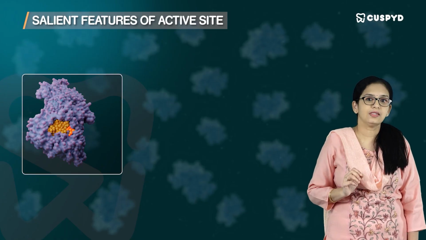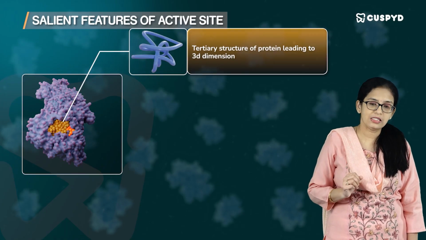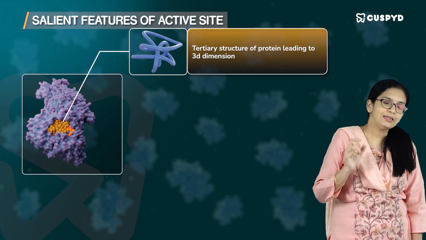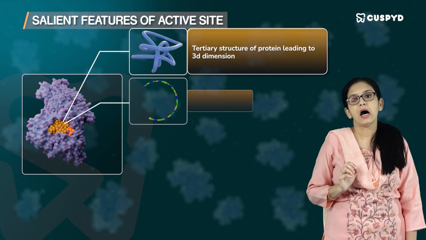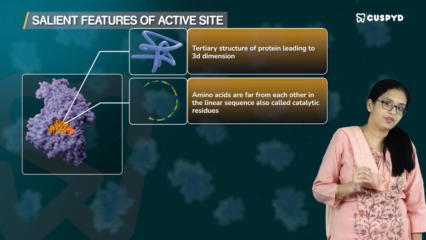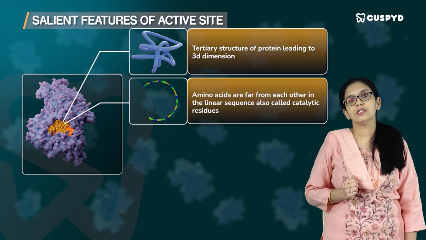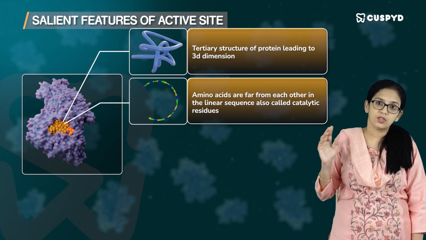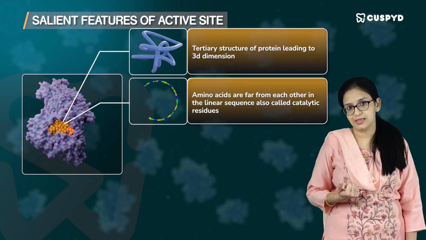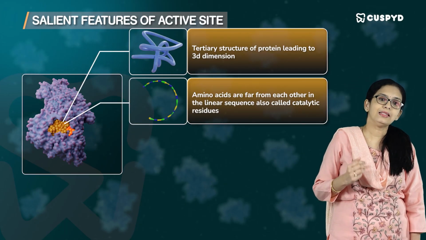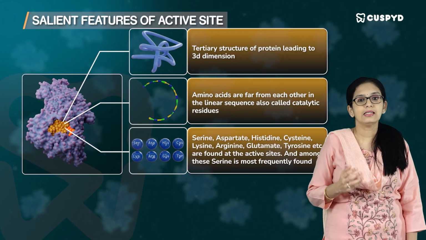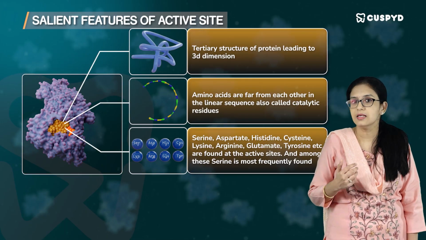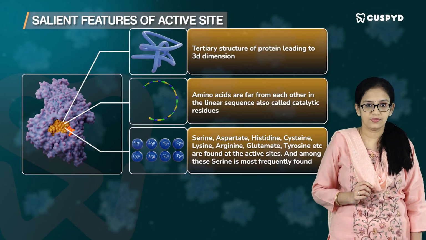Firstly, the active site is formed due to the tertiary structure of protein, resulting in a three-dimensional structure. This active site is made up of amino acids which are far from each other in the linear sequence of amino acids, which are called catalytic residues. Out of the 20 amino acids that could be present in the enzyme structure, only some of them like aspartate, serine, cysteine, histidine, lysine, arginine, glutamine, tyrosine, etc. are found in the active site.